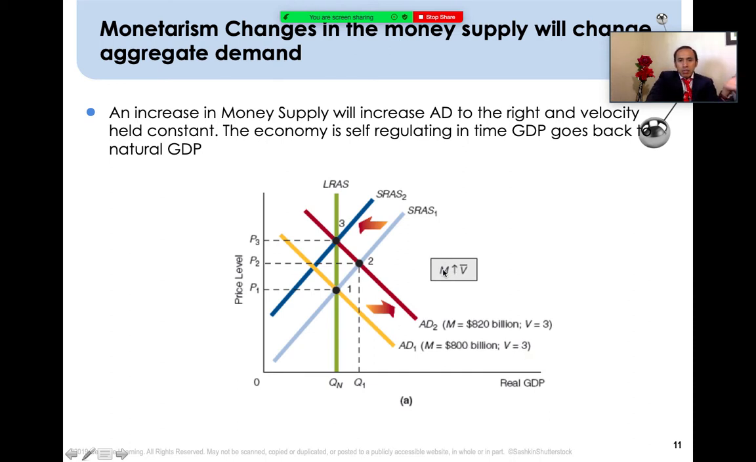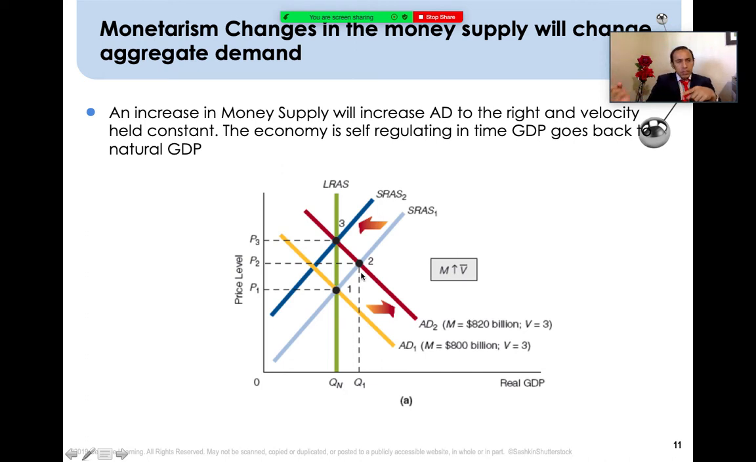If there's an increase in the money supply, it is going to lead to an increase in the aggregate demand. So money supply increases from 800 to 820 billion. Notice how the velocity is constant. Here, the level of GDP has increased slightly from the natural levels to a higher point in the short term.